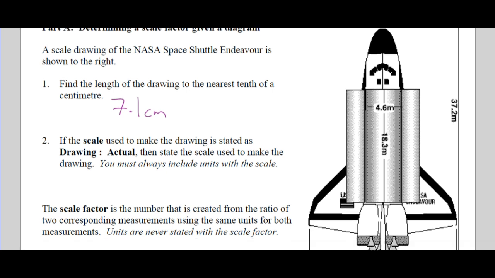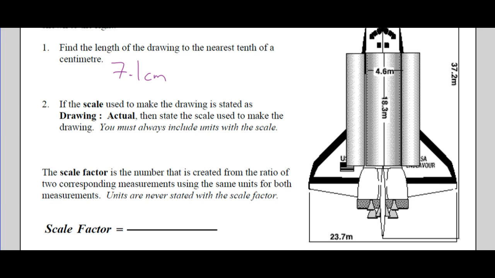If the scale used to make the drawing is stated as drawing to actual, then state the scale used to make the drawing. You must always include units with the scale. So we would say 7.1 centimeters on the drawing compares to what number on the actual? 7.1 centimeters is the length of the drawing on the page, and the length of the space shuttle in real life is 37.2 meters. So we are comparing centimeters to meters, right?